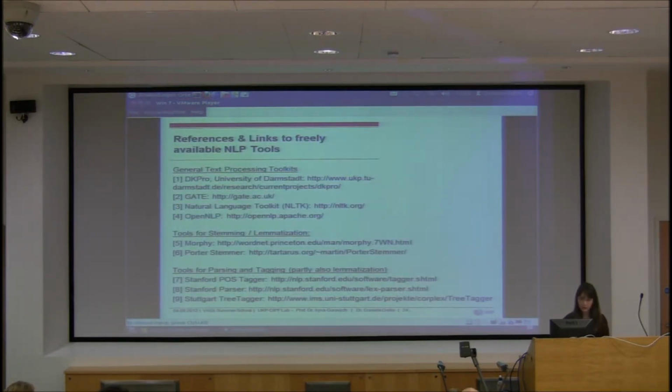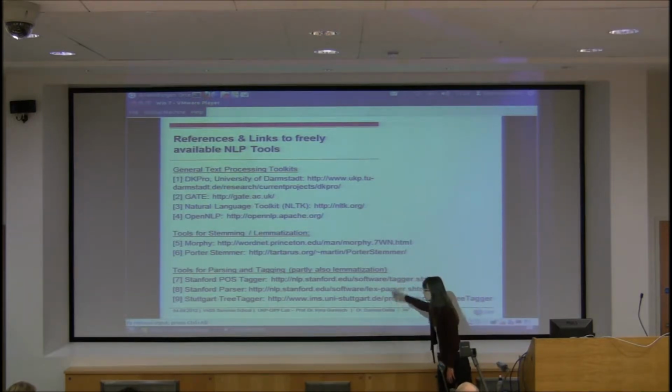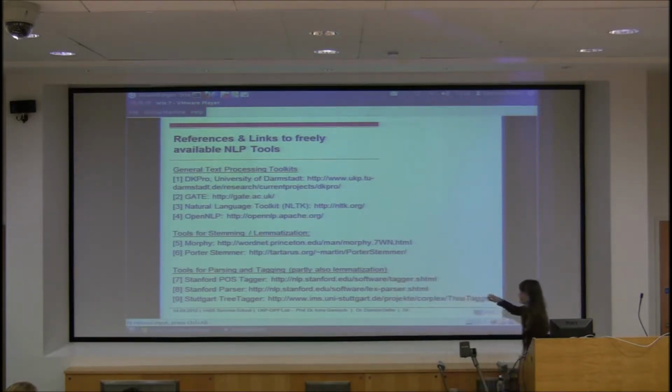Here is the list of tools that I mentioned. As you can see, there are some general text processing toolkits, for example the DKPro toolkit, that is kind of unifying different kinds of these, the ones that you can see down here, that you can also access as a single tool. So if you use these toolkits, then you can get all at once. That's the idea of them, but you can also choose really one of them if you need a specific one.